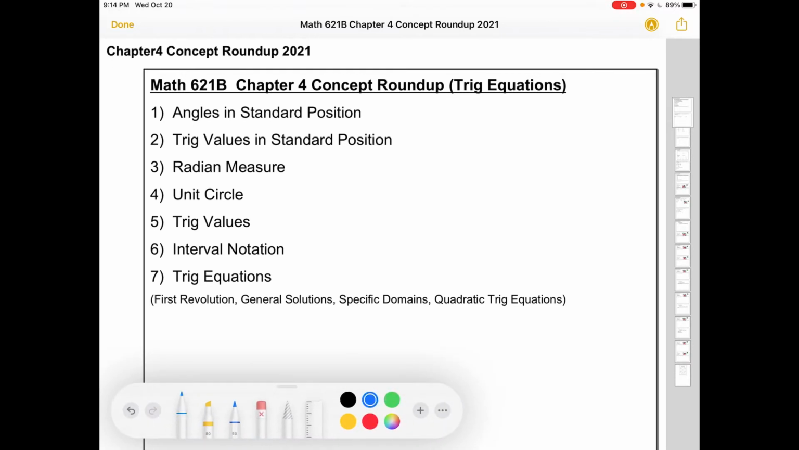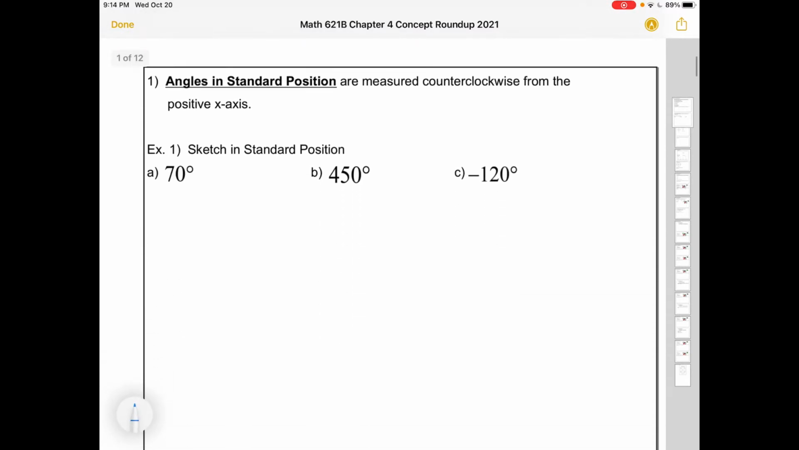The first thing we're going to look at is angles in standard position. Angles in standard position are measured counterclockwise from the positive x-axis. If you were to draw 70 degrees, you'd make your axes, start at the positive x-axis, and go 70 degrees counterclockwise. I want to show that direction with the arrow.